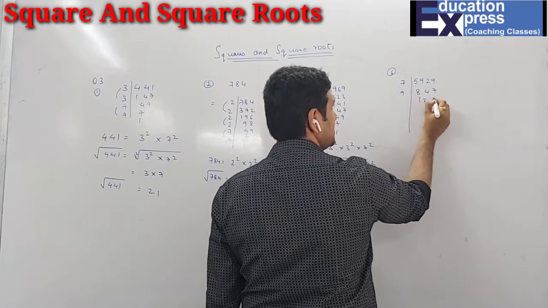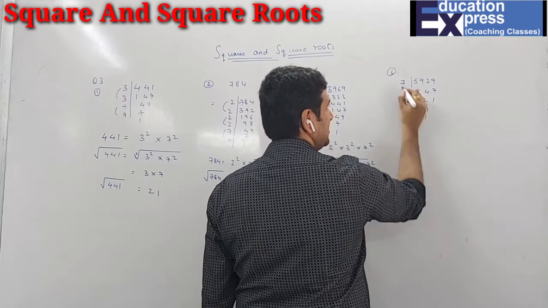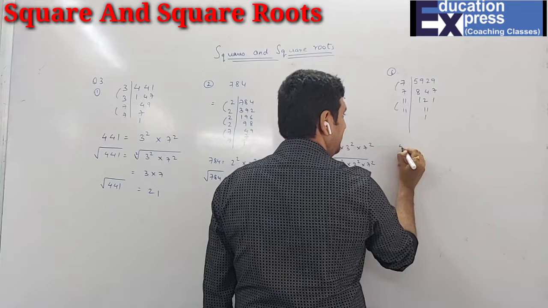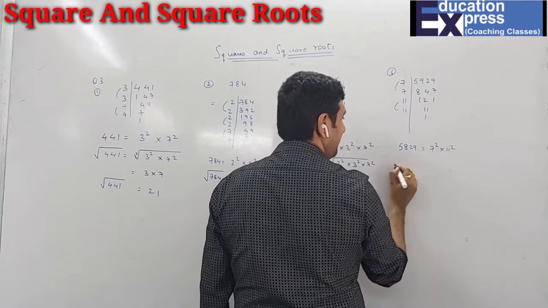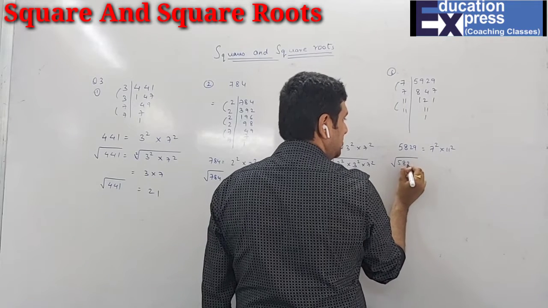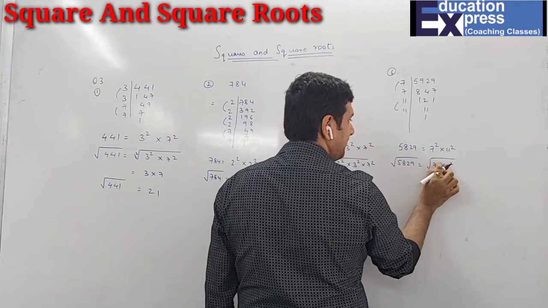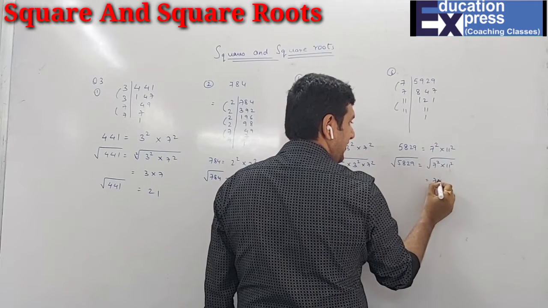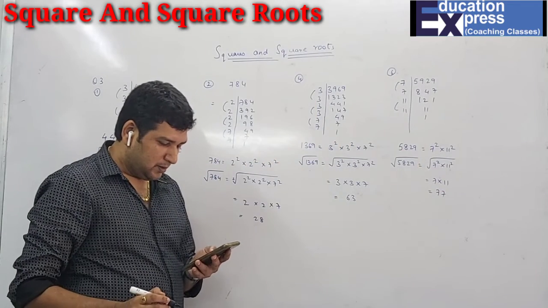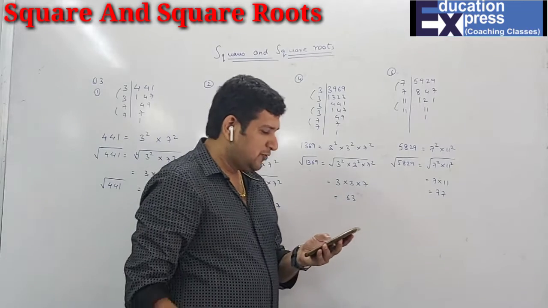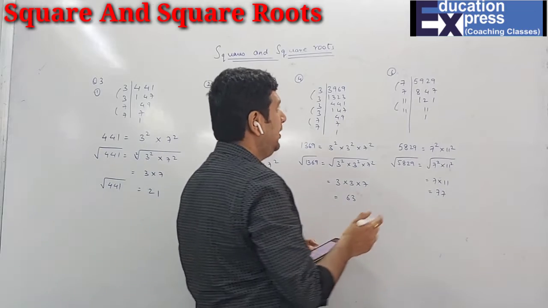Again 7 12s are 84, 7 1s are 7. Now 11 11s are 121 and 11 1s are 11. So 5929 is nothing but 7 square into 11 square. Under root 5929 is under root 7 square 11 square. So 77 is the square root of 5929. Now 8281, the 8th sum.